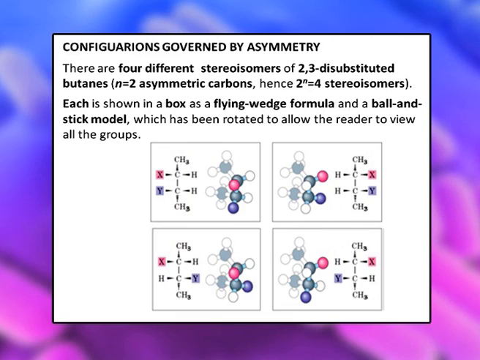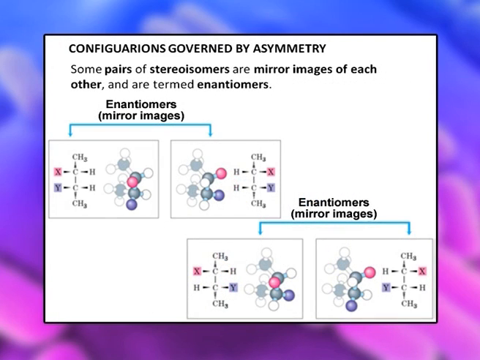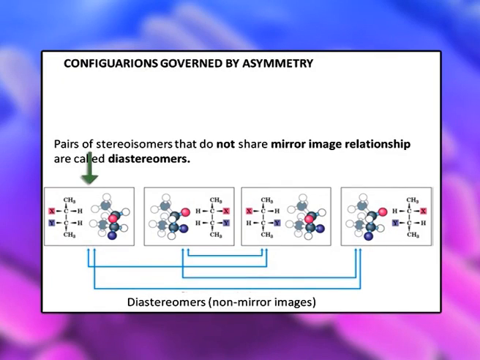Some of the structures are mirror images of each other. This with this, as well as this with this. They are enantiomers of each other, or enantiomeric pairs. On the other hand, the other combinations are not mirror images of each other, so they will be called diastereomers. Like this structure with this and this structure, and this structure with this and this structure. They have no mirror image relationship.